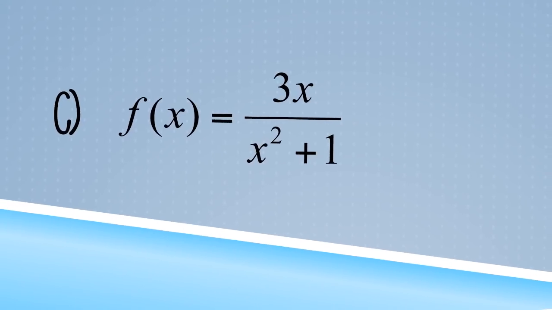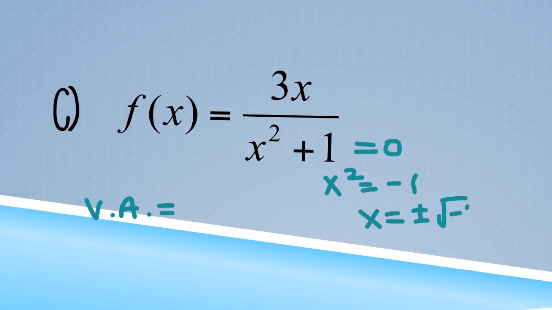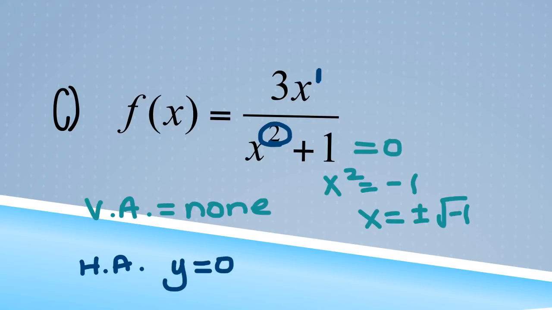Now let's look at C. Vertical asymptote comes from the bottom. X squared plus 1 equals 0, so x squared would equal negative 1, and I would square root this. Plus and minus the square root of negative 1, and we're not graphing i's, so there is no vertical asymptote this time. And then my horizontal asymptote: highest exponent in my numerator is 1, denominator is 2. When the highest exponent in the top is smaller than the one in the bottom, then I have a horizontal asymptote at y equals 0.